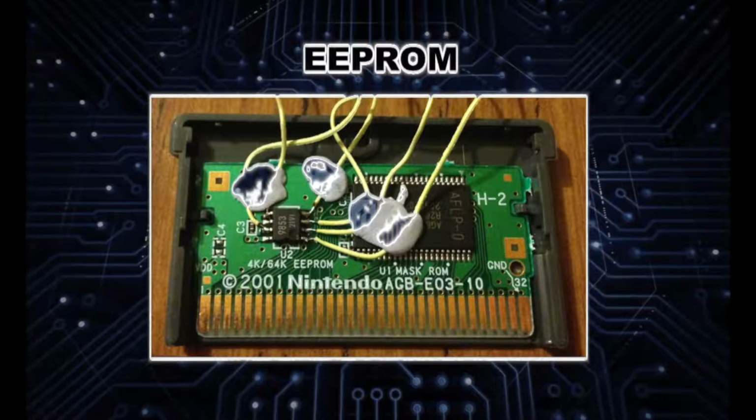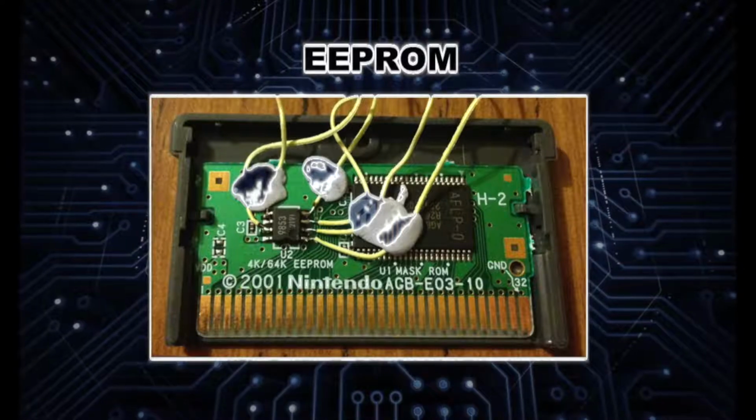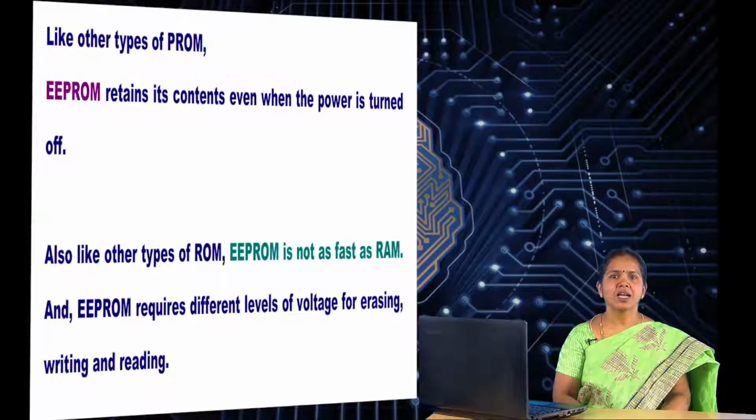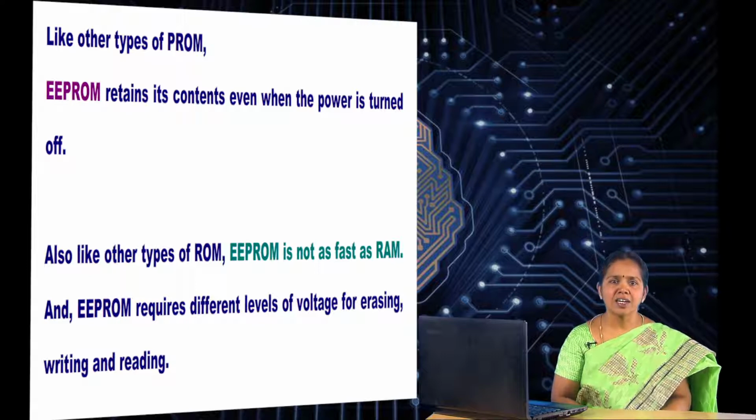that can be both programmed and erased by exposing it to special electrical waves in milliseconds. These chips need not be removed from the circuit for programming and allow the cell contents to be erased selectively. Like other types of PROM, EEPROM retains its contents even when the power is turned off. Also, like other types of ROM, EEPROM is not as fast as RAM, and EEPROM requires different levels of voltage for erasing, writing and reading.